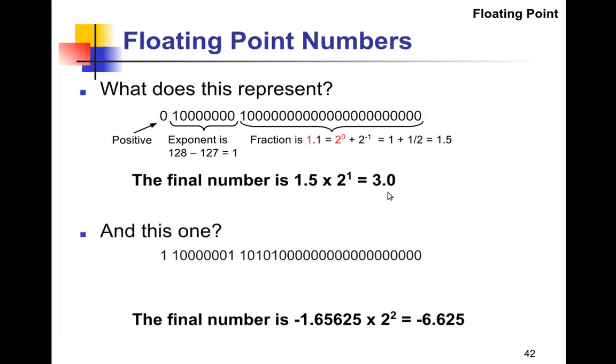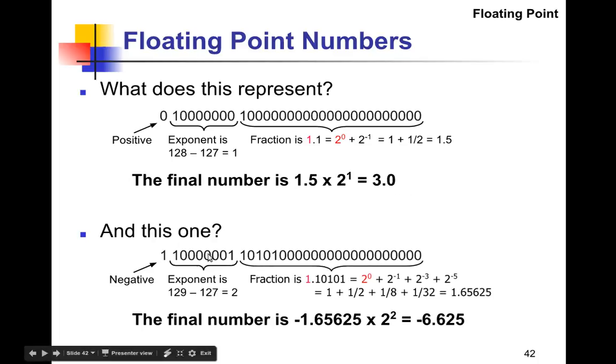So here's another example. Let's try this one. Okay, so it's negative. The exponent is now 2 because it's 129 minus 127. And then the mantissa is 1 point 10101. 1.10101. Okay? And so what is that number? Well, that's 1 plus a half, that's 2 to the minus 1, plus an eighth, and then plus 1/32, which is 2 to the minus fifth. So you got this number right here, and you have to multiply it by 4, so you get minus 6.625.